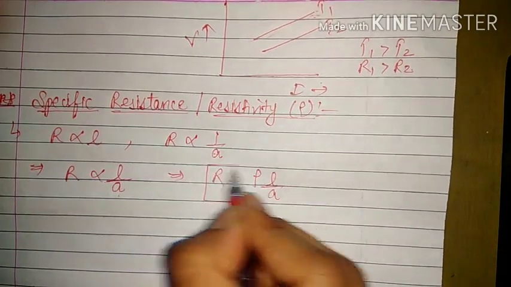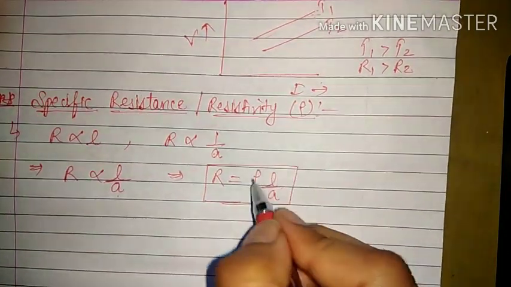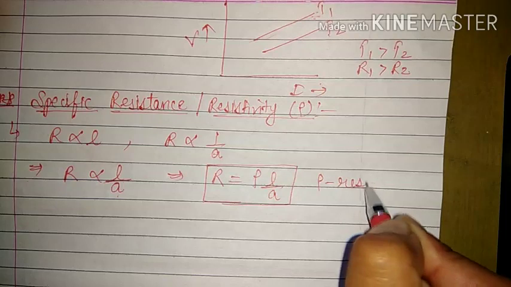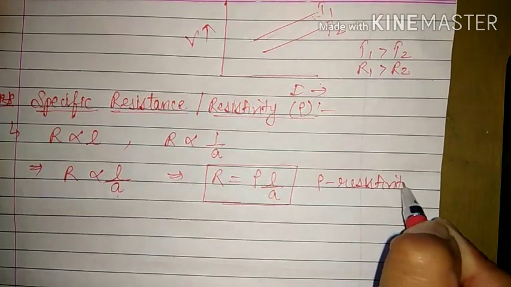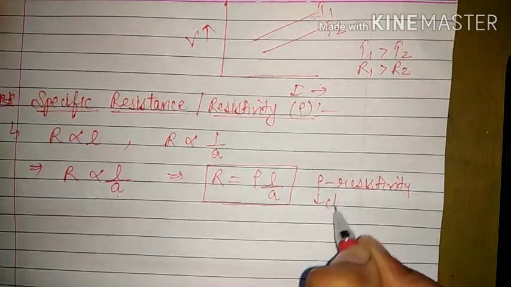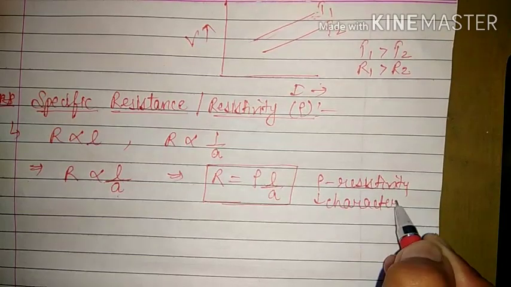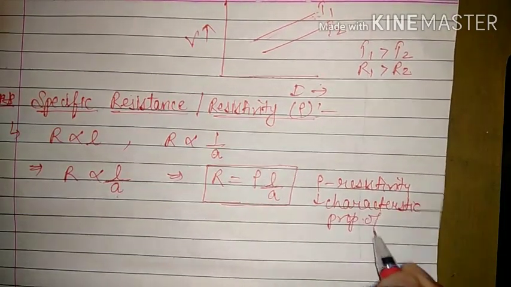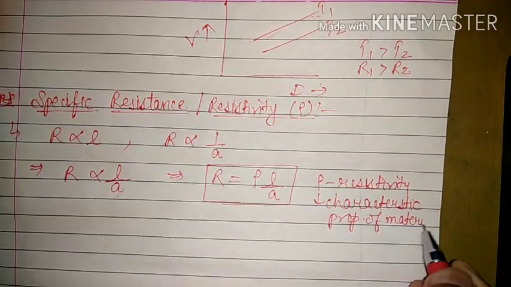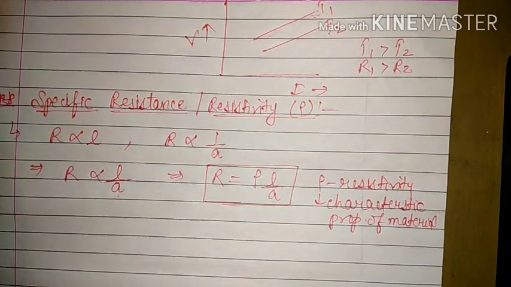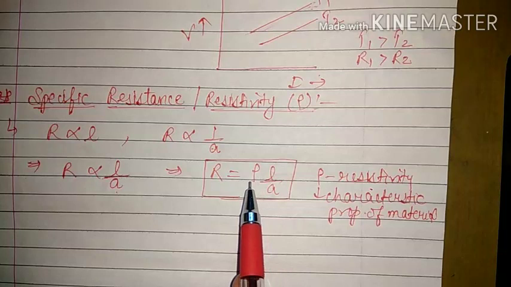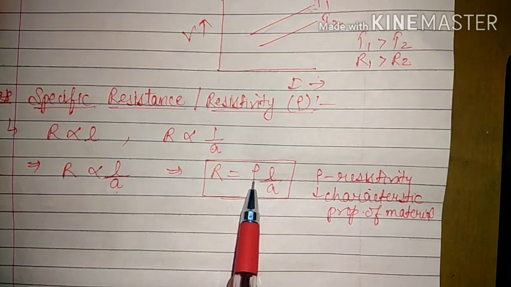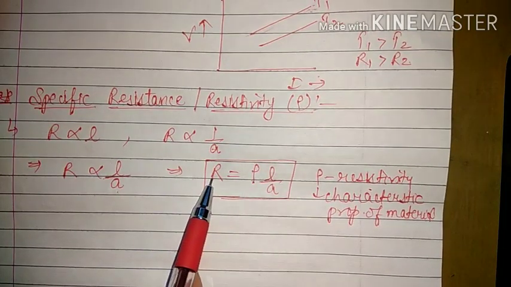So this is the formula to calculate resistance, where rho is resistivity and it is constant for a particular material because it is a characteristic property of the material. As soon as you change the conducting wire, its resistivity will definitely change, and hence the resistance will also change.